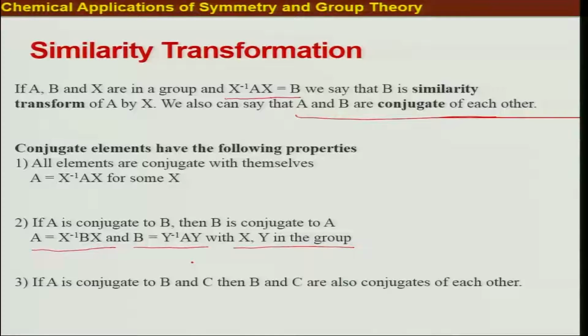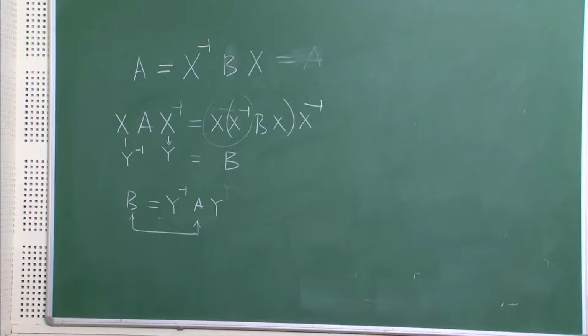And thirdly, if A is conjugate to B and C both together, then B and C are also conjugate. So that also can be very easily proven in the same way, and I will leave it to you. So you try it out and you prove this.